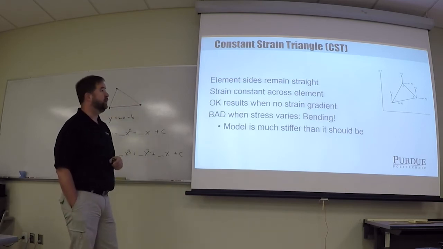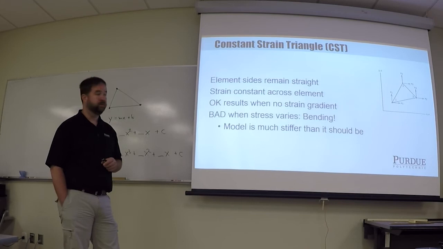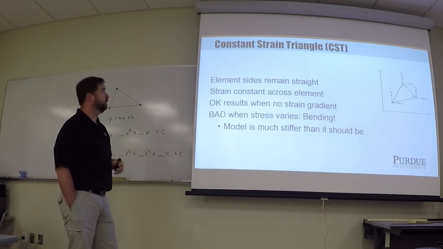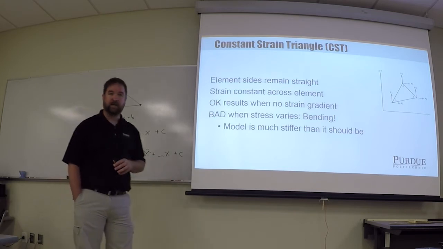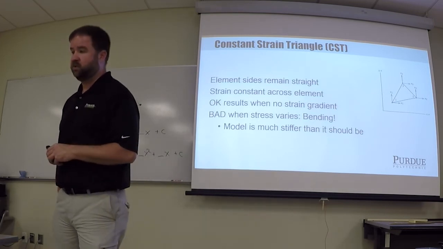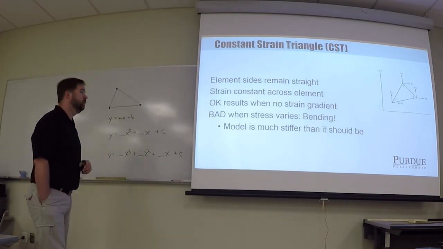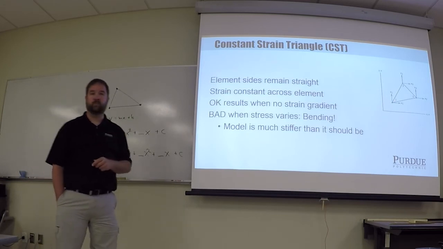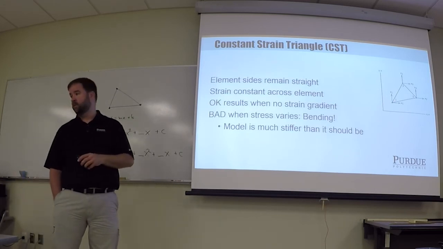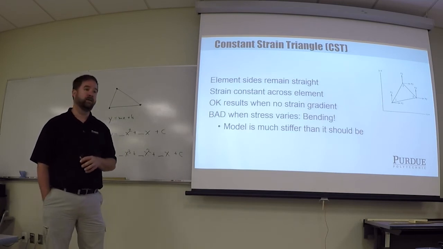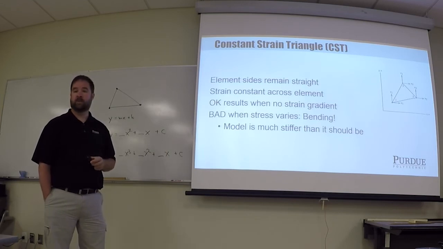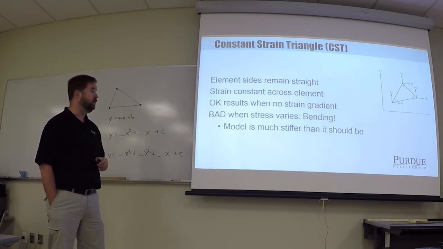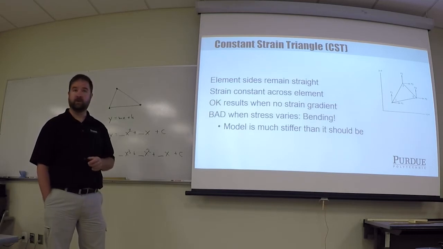We need to talk briefly about the various types of elements. I mentioned already the constant strain triangle, the CST. The sides of the triangle remain straight. The name comes from the fact that the strain across the triangle is going to be constant. And this element type works okay as long as I don't have changing strain across my structure. The problem is these get really, really bad when I have something that's undergoing bending.